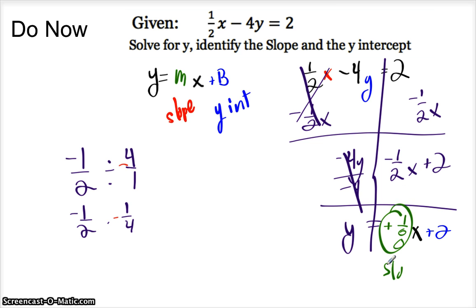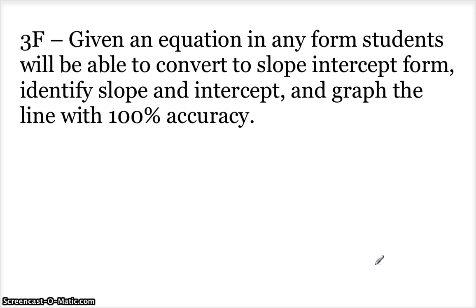Okay, slope, and y-intercept is this 2 over here. This is y-intercept. Now these two pieces of information are super important, and that's what we're going to be able to do. That's part of our objective right here. Again, we'll be able to identify slope and intercept. This should be y-intercept. Let's fix that. Should be y-intercept and graph the line.